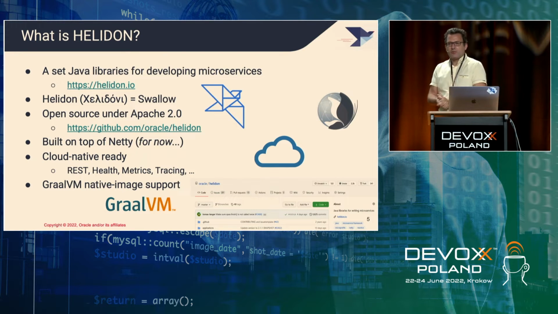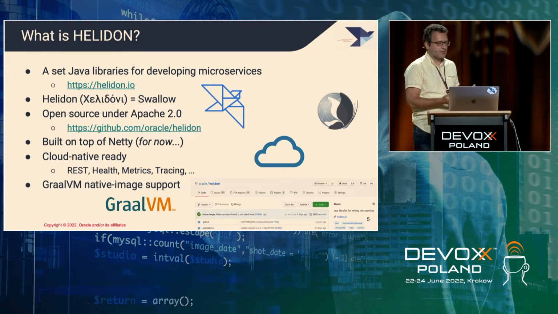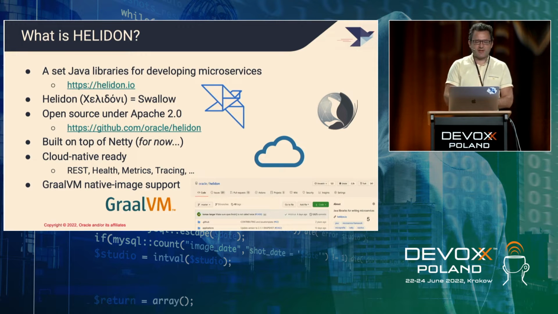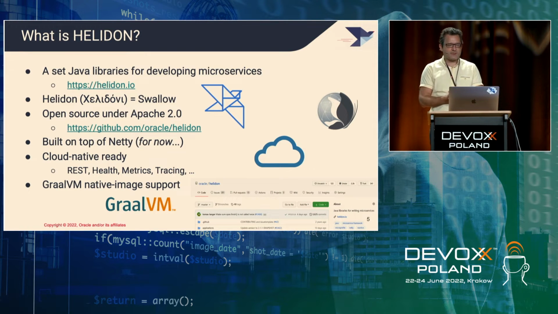As I said, we write a framework for writing microservices. It's actually a set of libraries that you can use separately. You are not required to use the whole framework. We are open source under Apache 2.0, which is a very permissive license. And we are built on top of Netty as the underlying HTTP server. I have added the brackets there quite recently, and again, I will explain that at the very end, why I said for now. It's cloud native ready.